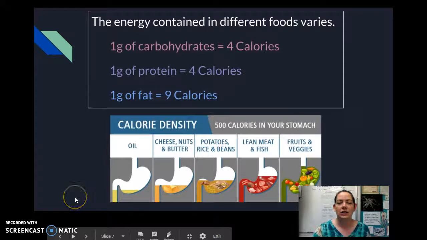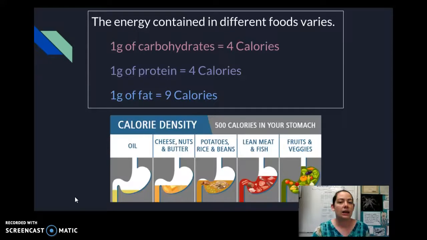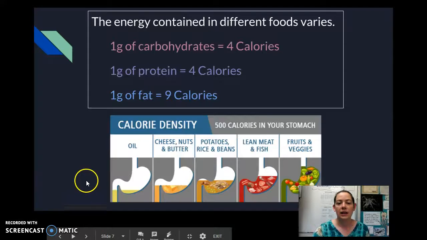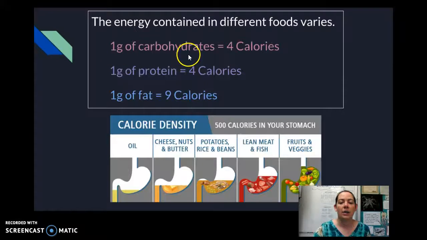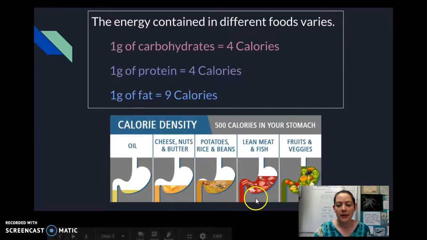Now the energy contained in different foods varies depending on what it's made of, of course. And these aren't exact, but roughly 1 gram of carbohydrates gives you about 4 Calories with a capital C. 1 gram of protein, also about 4 Calories. 1 gram of fat, though, is 9 Calories. Fat has way more energy in it, like more than twice as much. So you can kind of compare different food types to how many Calories they have.